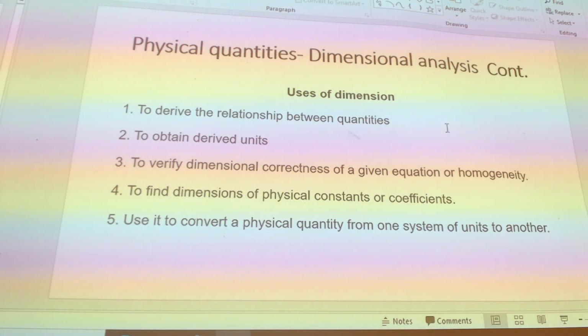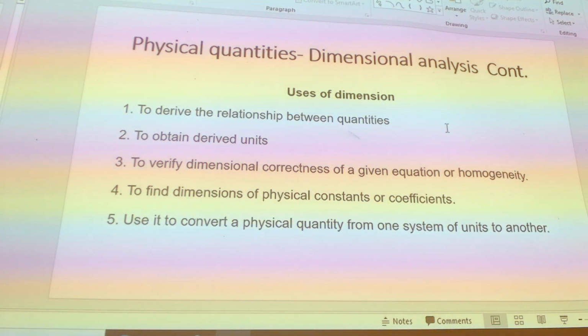Like if we consider speed, speed is defined as distance over time. The dimension of distance is L, and the dimension of time is T. So clearly, it has given us the relationship, or how we compare the two dimensions, L for the numerator and T for the denominator. So the first use of dimension is that it helps us derive the relationship between quantities.